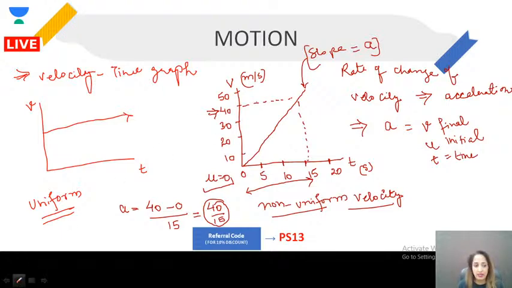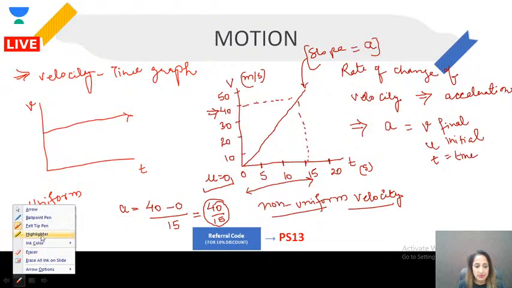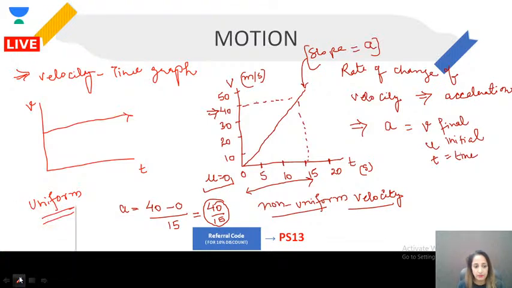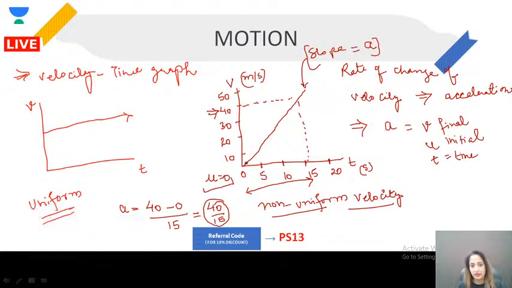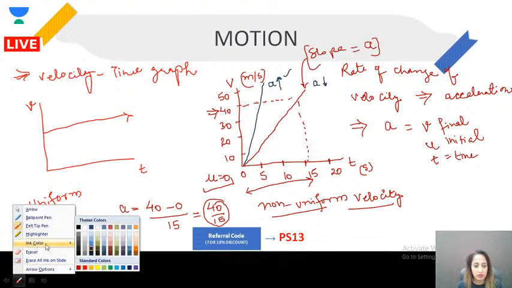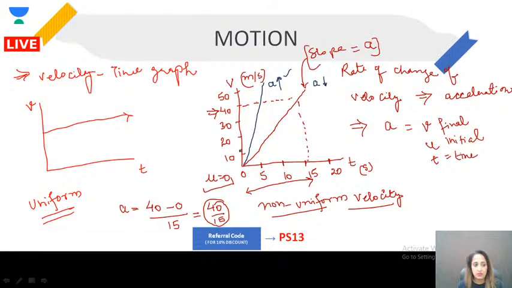Okay, let's say we have another object which is moving with a different velocity. Let's change the color of the ink. And if that object is moving like this, that is steeper. That means it's accelerating high. Its acceleration is low as compared to this one. And let's say we have another object. We have object number 3, which is moving like this.